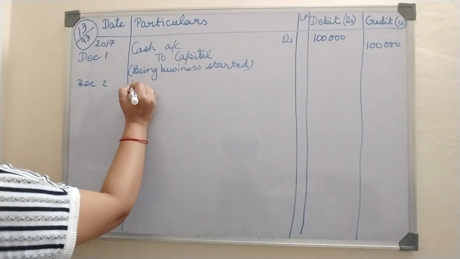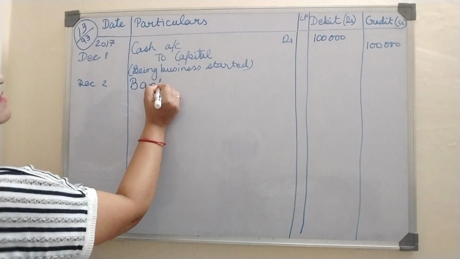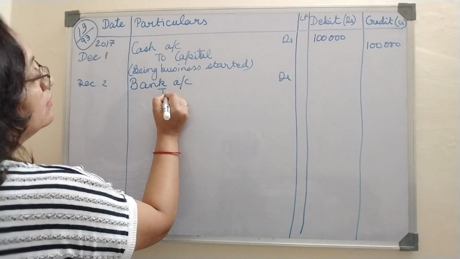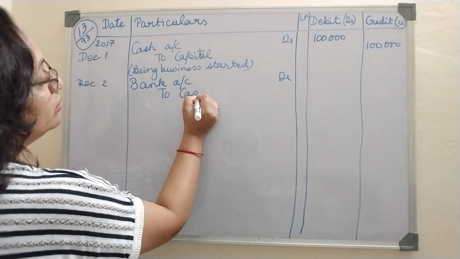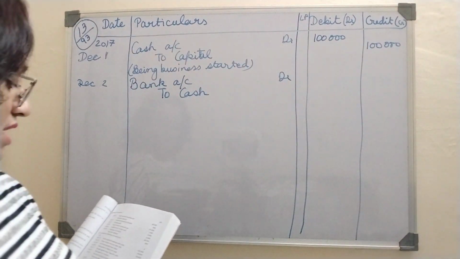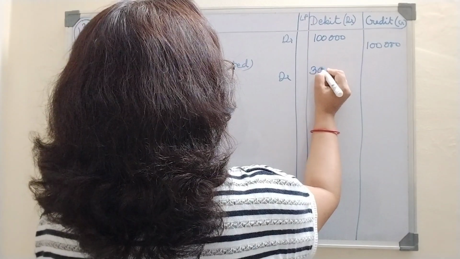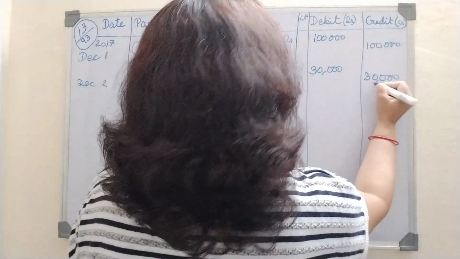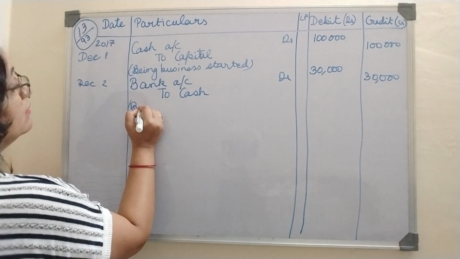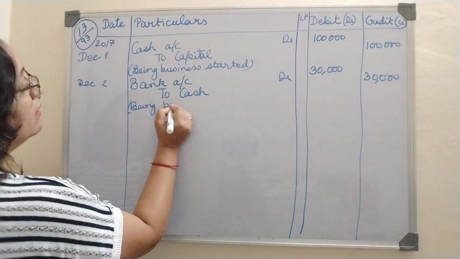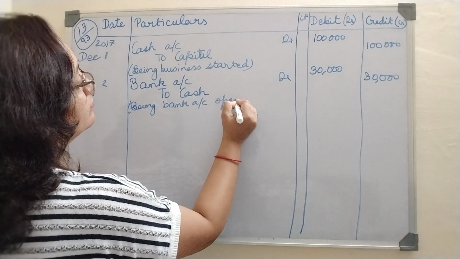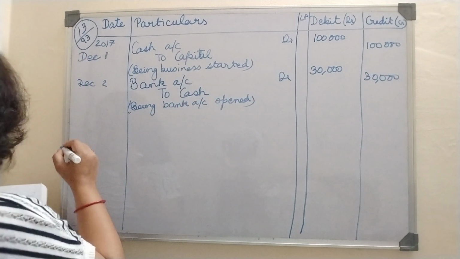So over here when I am opening a bank account means my bank account is increasing. Bank is the receiver. Bank account debit and credit what goes out. What is going out? Cash. Okay. So 30,000. Being bank account opened. That is why we are doing this journal entry.